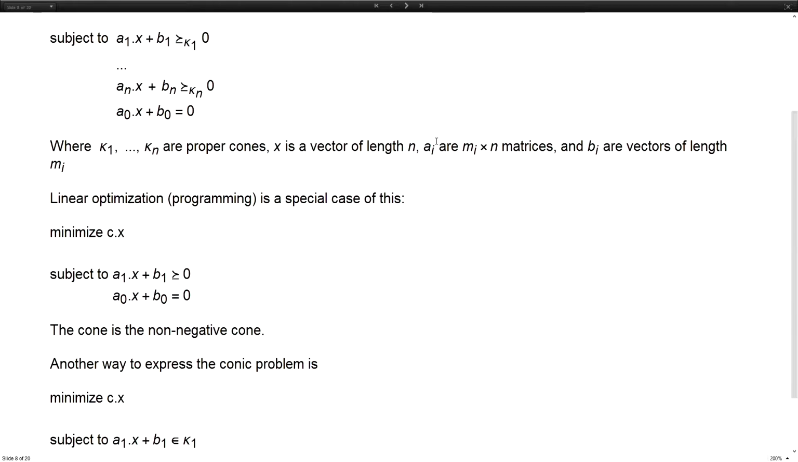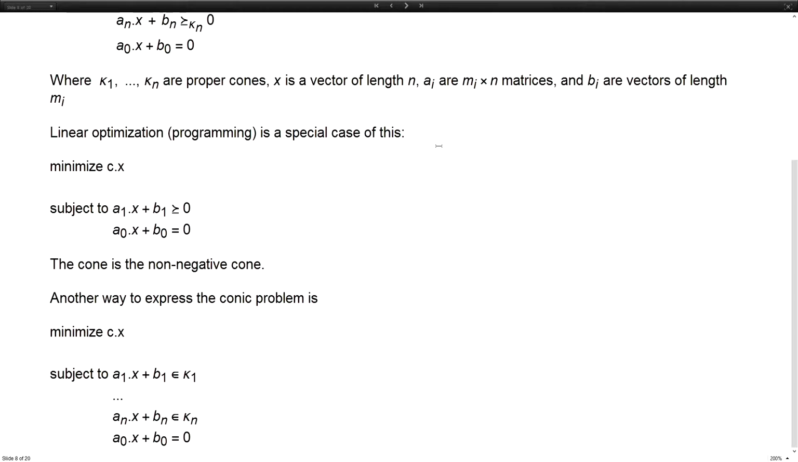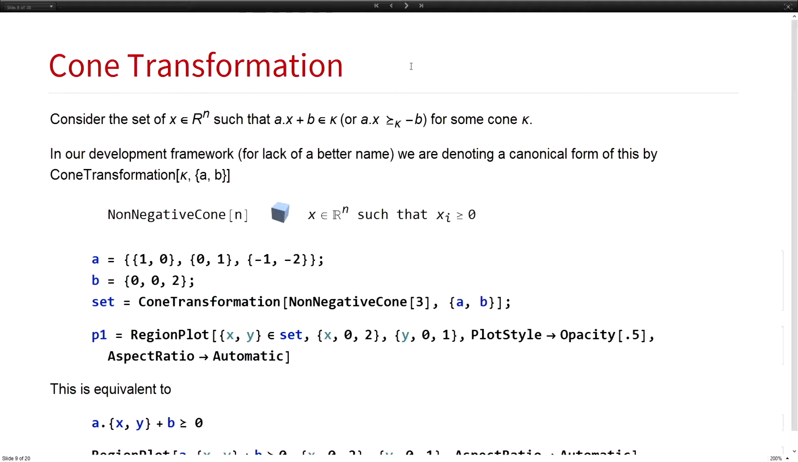There's also a dual form. I just don't have time to talk about the dual forms, but those are very important in solving and getting sensitivity and various things like that. Yet another way to express the conic problem is this. Instead of writing inequalities, the equivalent expression is that this affine mapping of x has to be in cone 1, and so forth. So it's element-wise.